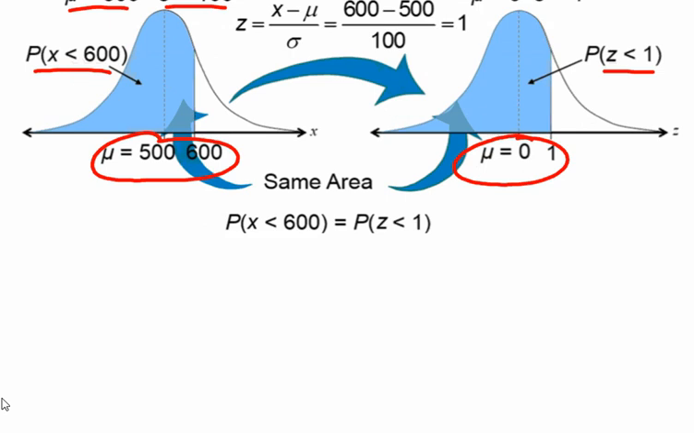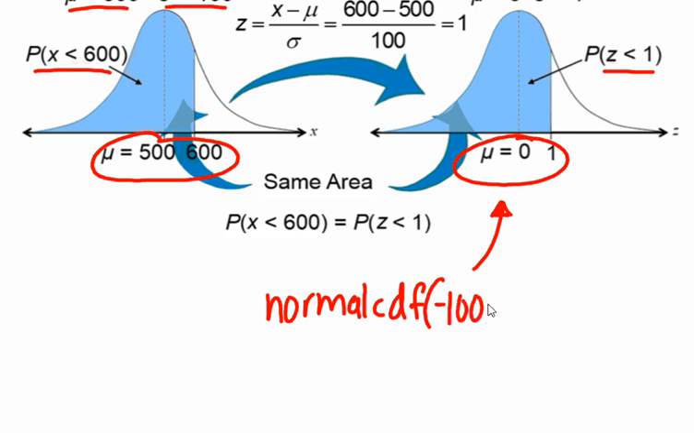In order to actually calculate this probability, we would have to look it up in a standard normal table, or because of what we discovered yesterday, I can use normal CDF. My far left bound, just pick a number way to the left. We said negative 1,000. Actually, honestly, negative 10 would probably be far enough. All the way, our right bound is 1. Our mean is 0, and our standard deviation is 1.